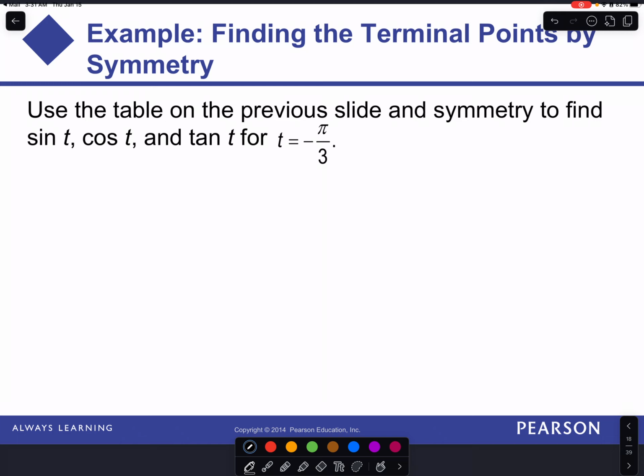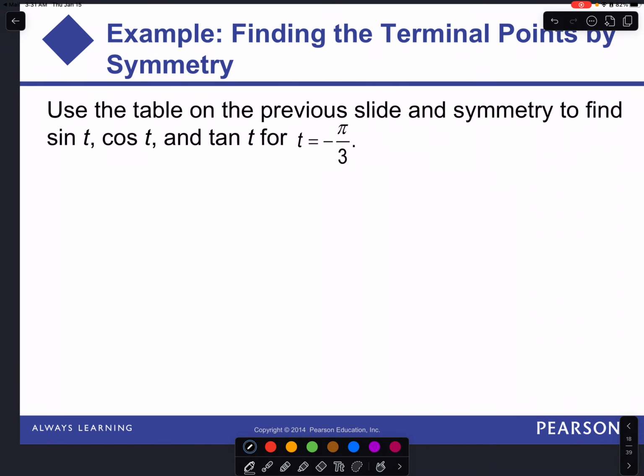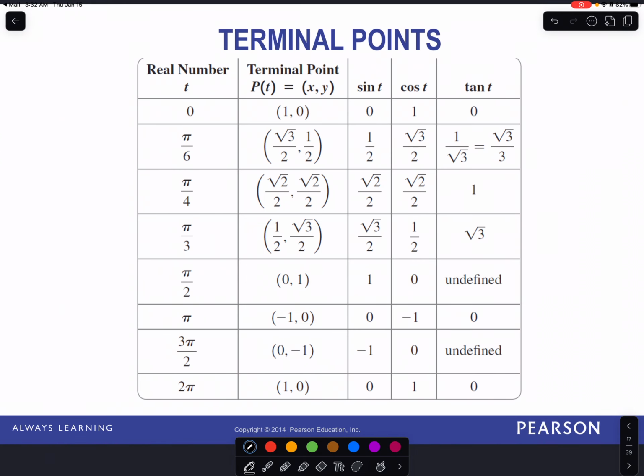All right. So if we want a negative pi over 3, we can use symmetry. So for instance, we have pi over 3. If we look at the chart, P of pi over 3 is going to put us in quadrant 1, if we had a positive angle. But since we have a negative pi over 3, that's going to move us down into quadrant 4. So we're basically reflecting over the x-axis, which means our x values stay the same, but the y values go from positive to negative.